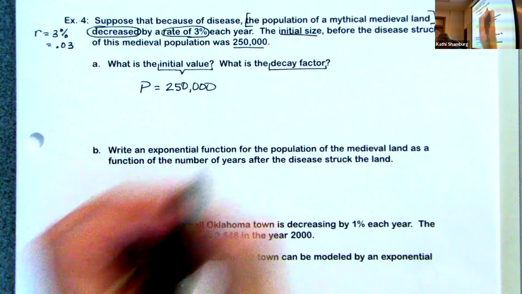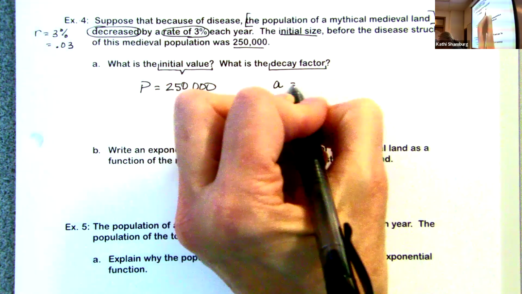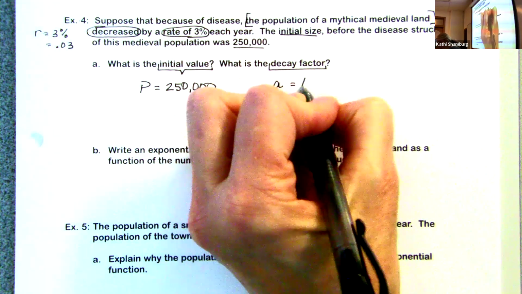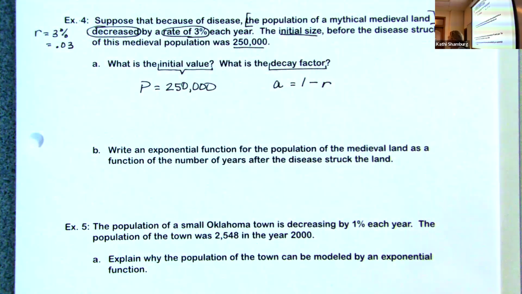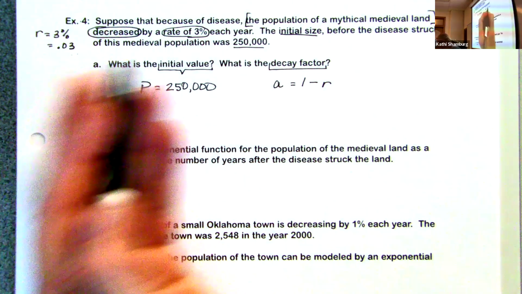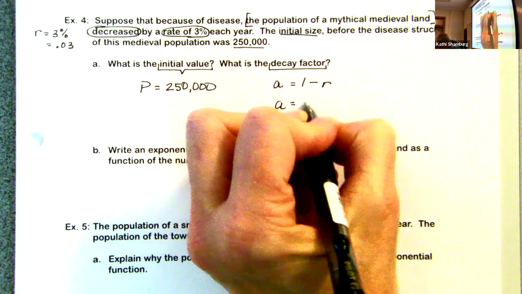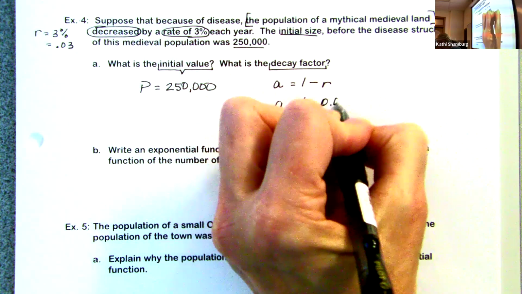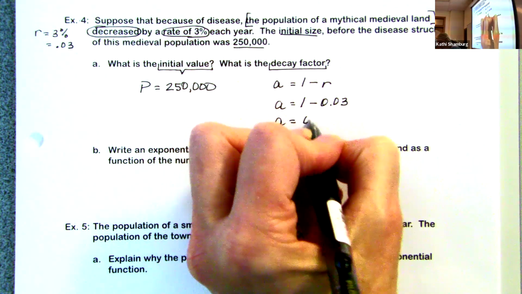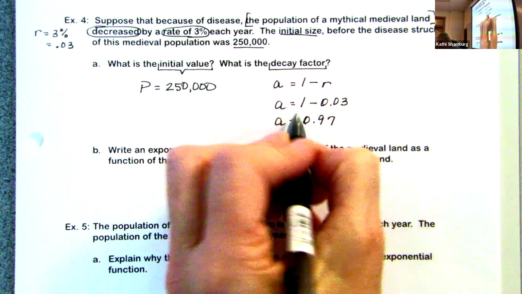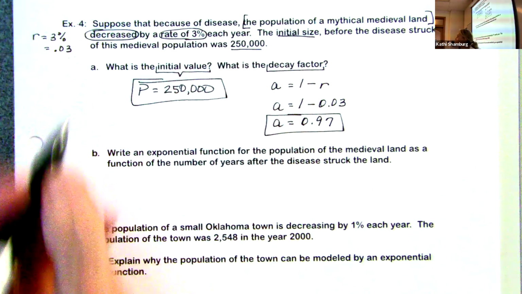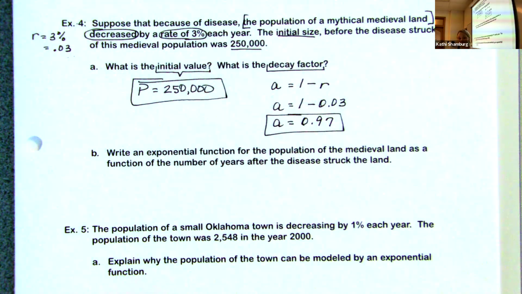Okay, so when I see decay factor, I think, okay, I know my decay factor is A, and because it's decay, we're going to do 1 minus R. Well, we just talked about that R is 0.03. So we're going to do 1 minus 0.03. So A is 0.97. And that is a number that is less than 1. So I know I'm doing good.